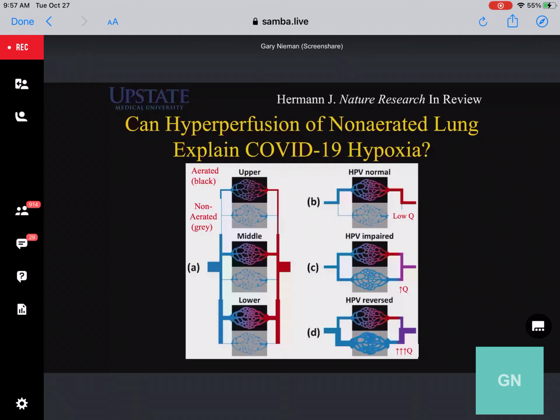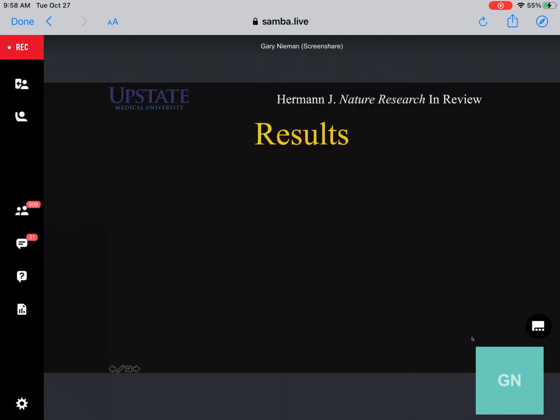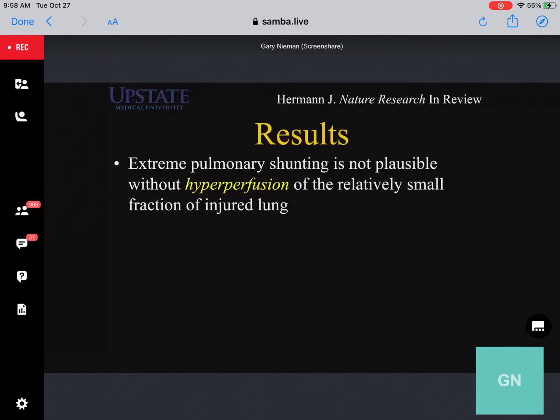And so what they showed was that indeed the only way that you could get this very large increase in shunt, 50%, was if you had hyperperfusion to the small amount of collapsed areas. And again, this has been shown by others also more recently. So the results from the COVID studies are there's extreme pulmonary shunting. It's not plausible without hyperperfusion of the small amount of fractured lungs.